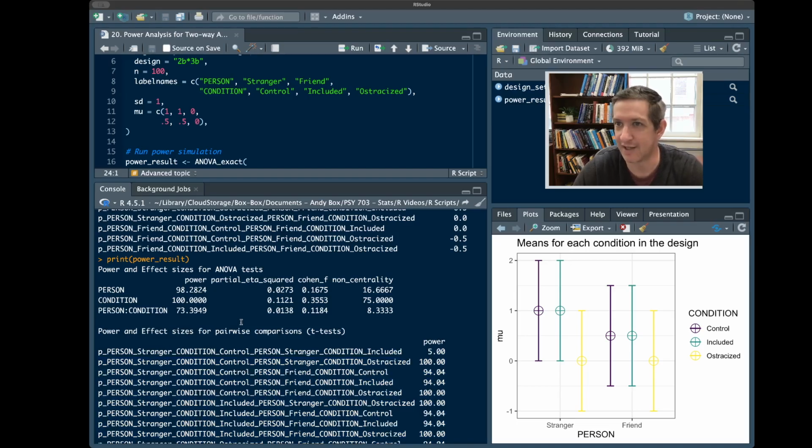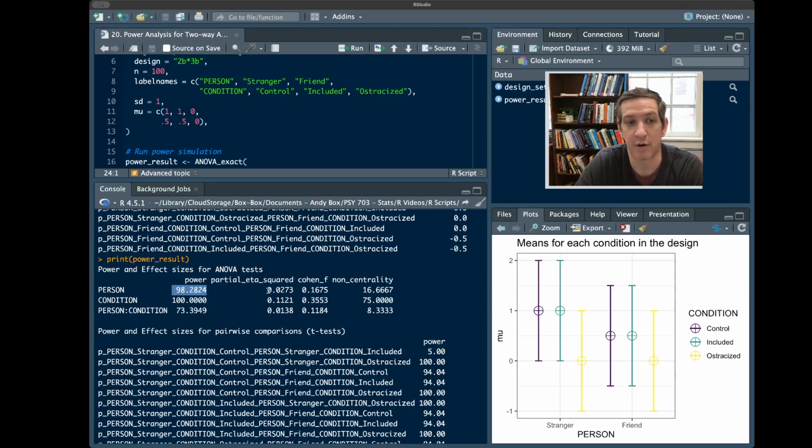You kind of have to go hunting for the effects you care about, but they are all there. But let's start with the main effects and interaction, which are printed right here at the top, front and center, which is convenient. So our power for the main effect of a person, whether you're talking to a stranger or a friend, is very good in this case.